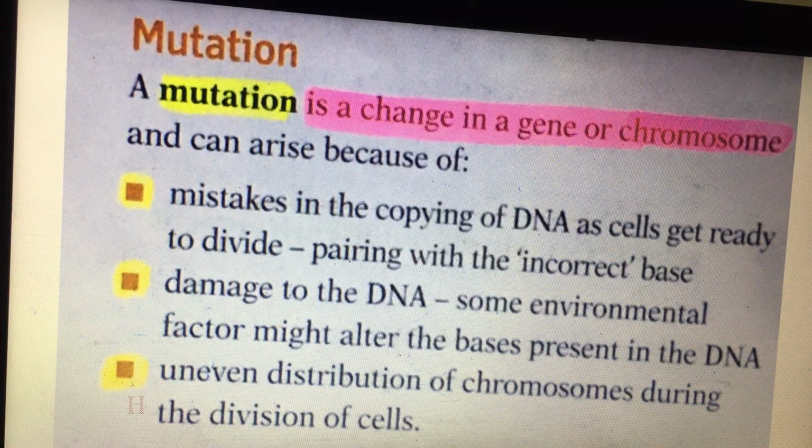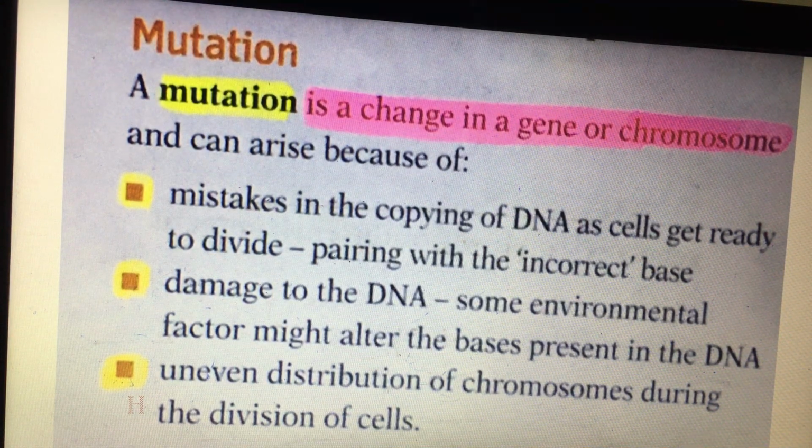Okay, now why does mutation arise or appear? So actually, this mutation or the change can arise because of three reasons. The first one is the mistakes in the copying of DNA. So during cell division, the DNA should be copied. Sometimes we have mistakes in the copying of DNA, so that will cause mutation.